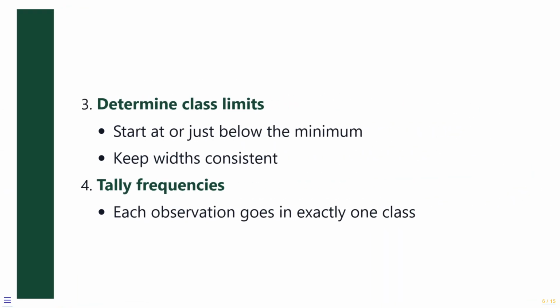Step 3. Determine class limits. Choose a starting point at or slightly below the minimum value, then add the class width repeatedly to establish the remaining class boundaries. Consistent class widths make the table easier to read and interpret. Step 4. Tally the frequencies. Count the number of observations falling into each class. Each observation should belong to exactly one class.